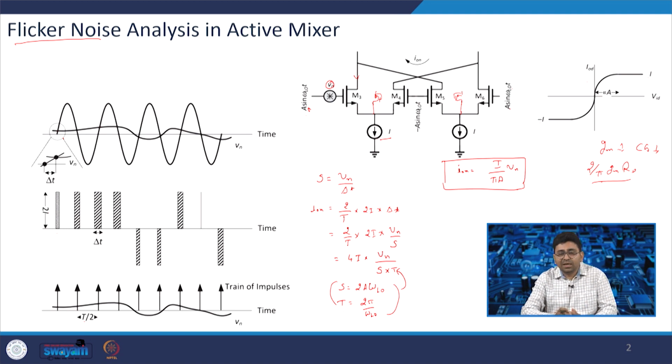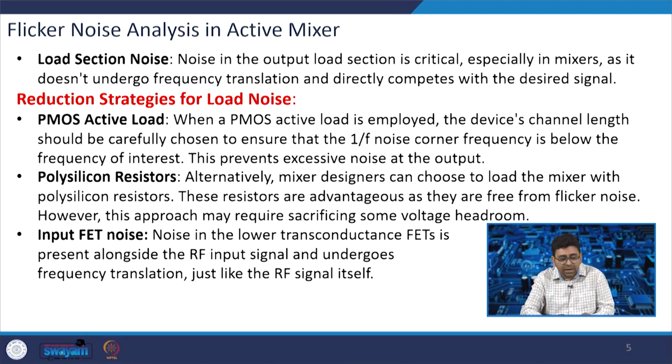There are many papers or research articles in which they have considered increasing this tail current and reducing the current flowing through the switch to improve the flicker noise. Now, if we consider the thermal noise and flicker noise, we also need to consider the load. In the load, noise in the output load section is critical, especially in a mixer, as it does not undergo frequency translation, and it will directly come at the output. So, what are the reduction strategies for load noise? If there is a resistance RL, it is directly going to contribute.